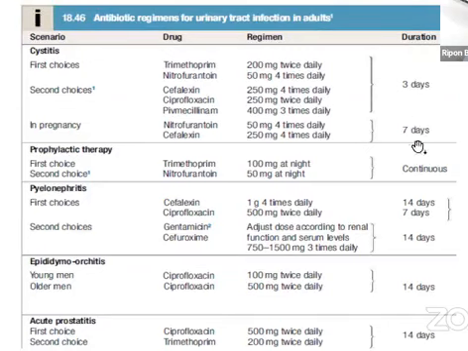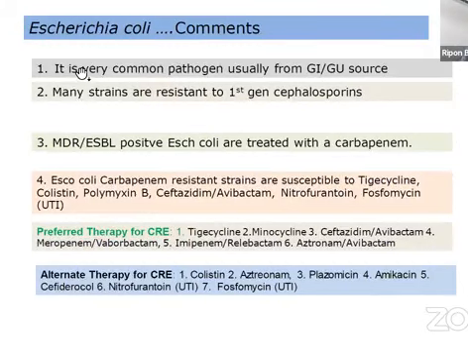You can see the duration: some are 3 days, some are 7 days, and some 14 days, and there are some prophylactic doses also. But these are the empirical therapy, and after getting the urine culture sensitivity report, they can switch to the definitive therapy, choosing the antibiotic to which the organism is susceptible. Actually, I think these have been discussed.